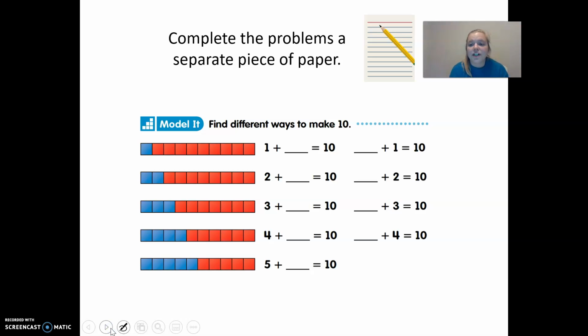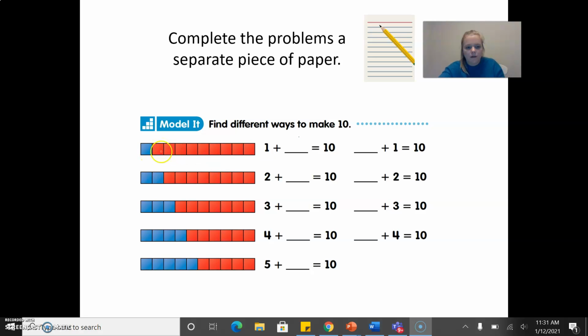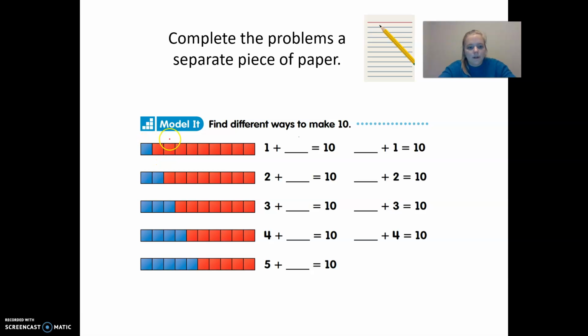All right, so let's go on to the next slide. You're going to do these on a separate sheet of paper for me as well, okay? So you're going to find the different ways to make 10. So when I look at this first one, I see I have 1 blue block. And then how many red blocks do I have? So I have 1, 2, 3, 4, 5, 6, 7, 8, 9 red blocks. All together I have 1, 2, 3, 4, 5, 6, 7, 8, 9, 10. So now I know that my 1 blue block and my 9 red blocks equals 10 when I add them together.